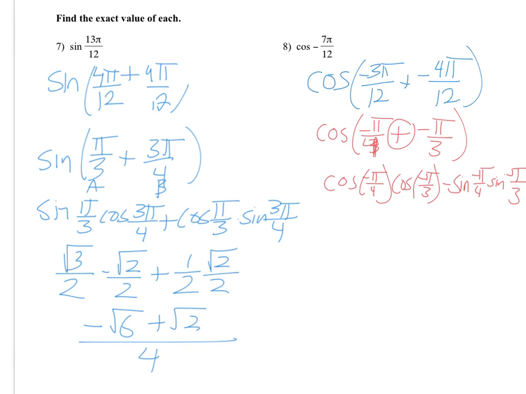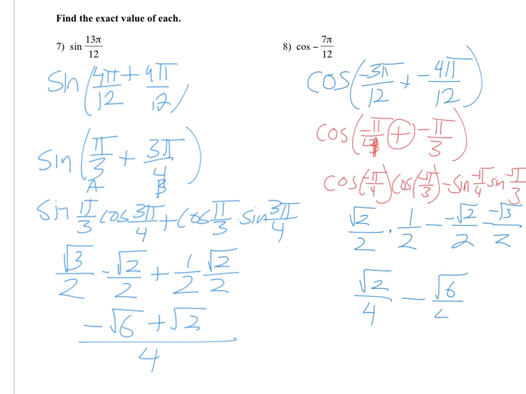Cosine of negative pi over 4 is going to be the square root of 2 over 2. Cosine of negative pi over 3 is going to be a half. Minus sine of negative pi over 4 is negative square root of 2 over 2. Sine of negative pi over 3 is going to be the negative square root of 3 over 2. We end up with the square root of 2 over 4, and that's going to be minus negative, which is positive, square root of 6 over 4. If you want to combine those, you can.